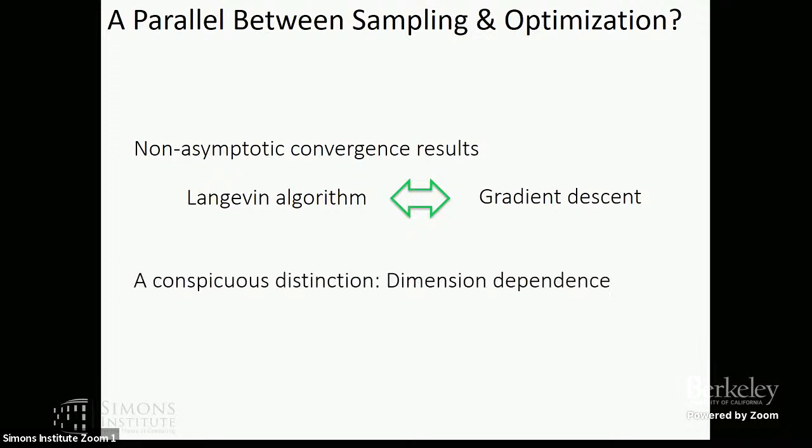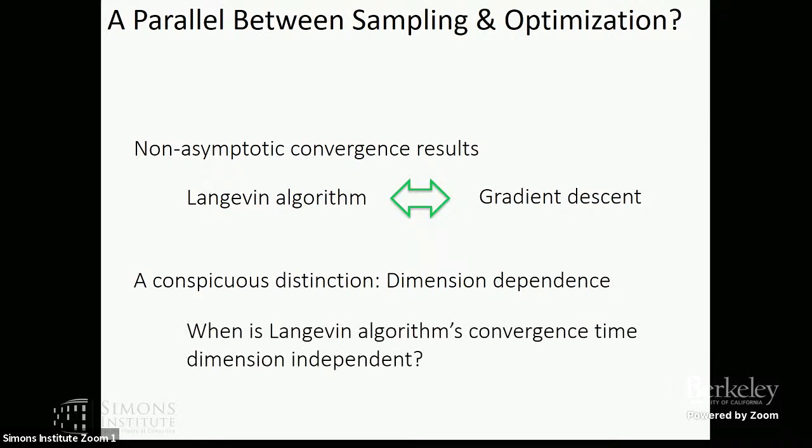But there is a conspicuous distinction between optimization and sampling. That is, optimization doesn't have this dimension dependence whenever you have convexity, right? But sampling does, and it's been bugging me for a long time. So this motivates the question we've been asking at the start of the talk: when is the Langevin algorithm's convergence time dimension independent?